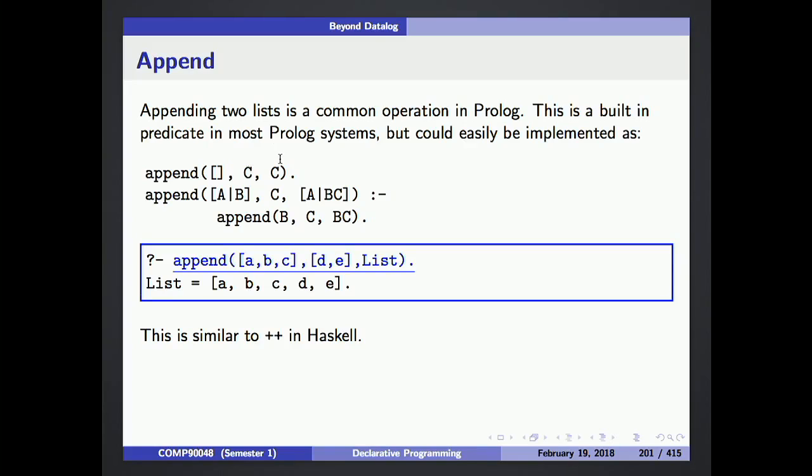Remember, in Prolog, we just have arguments. We don't really have inputs and outputs anymore. Of course, we typically write our program so that the early arguments are the input and the later arguments are the output.